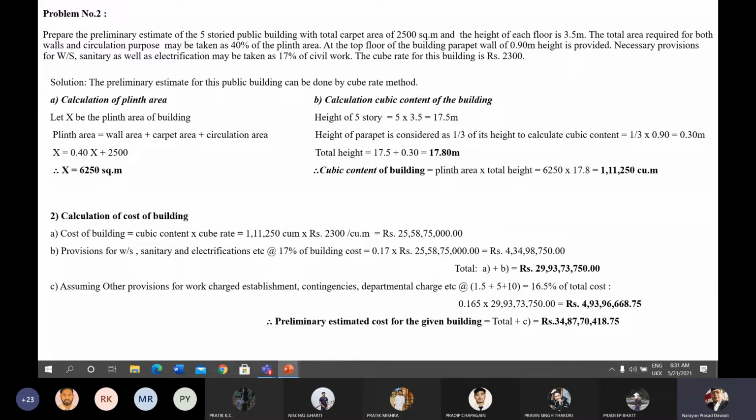Assuming other provisions are not given here, you must assume those provisions. I have already taught you about the administrative approval, technical sanction, contingencies, departmental charge, overcharge establishment, etc. That's why in your problem you may take the overcharge establishment, you can take contingencies, you can take departmental charge or supervision charge, etc.